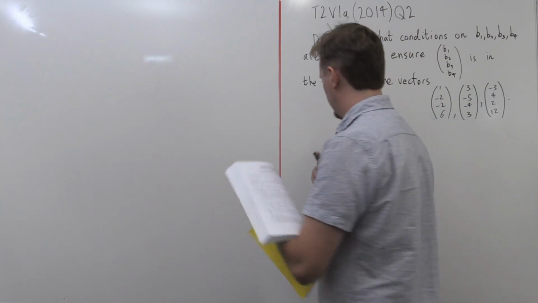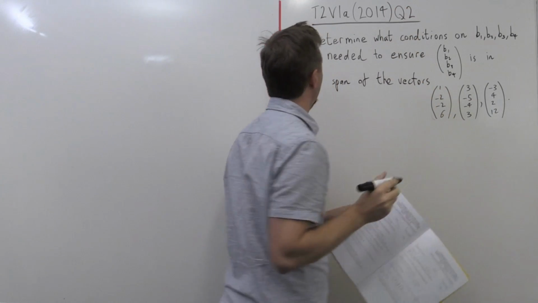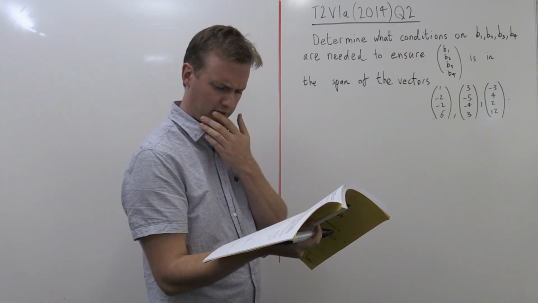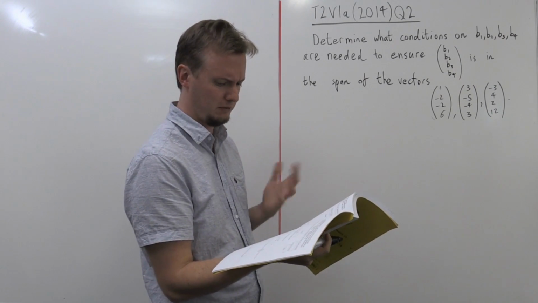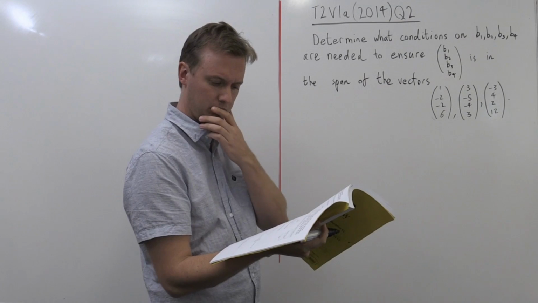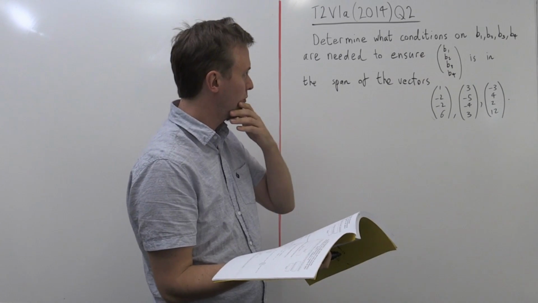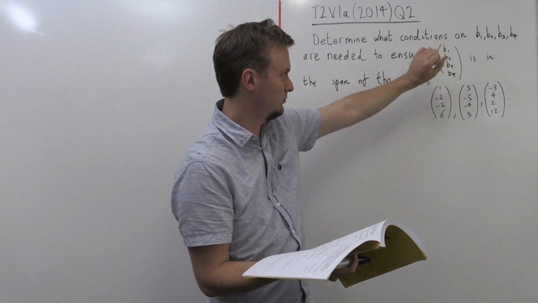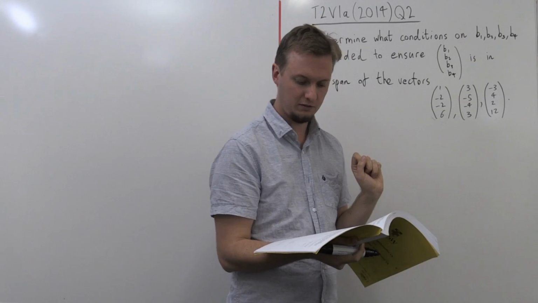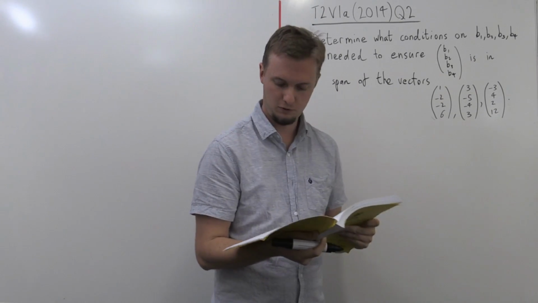Right, so this is the next question I'll be answering. It's taken from test 2 version 1A 2014. This is question 2. It doesn't give me how many marks this is worth, but I think it could be around about 3 marks. So what we want to do is determine what conditions you'd have on this general vector B, such that it belongs to the span of these 3 vectors. This is a question set in R4, so you have 4-dimensional vectors.